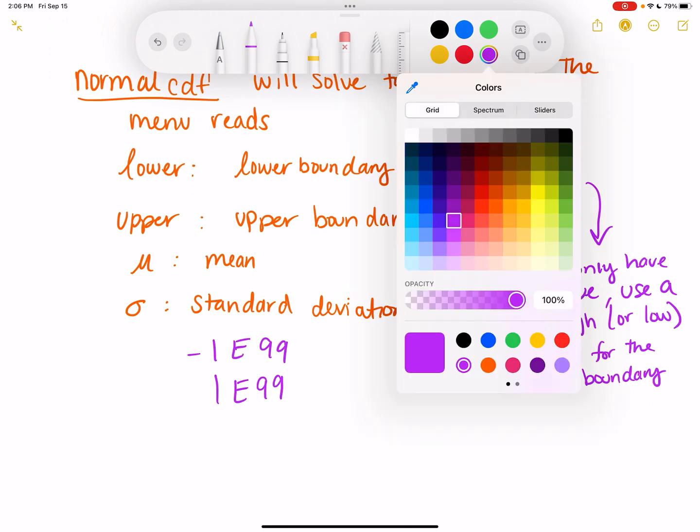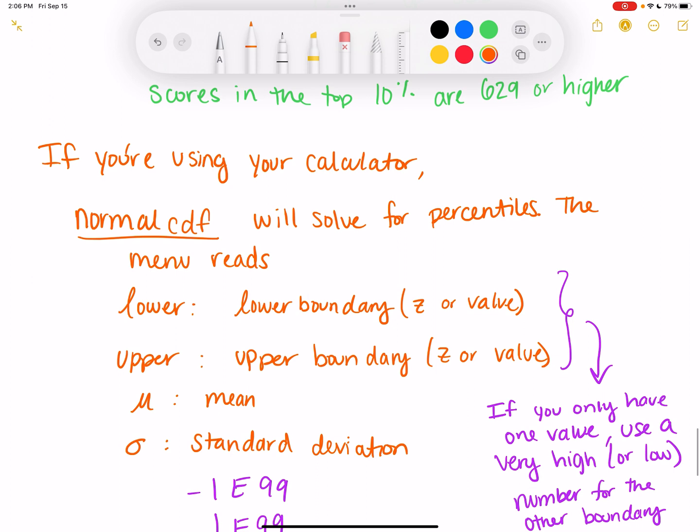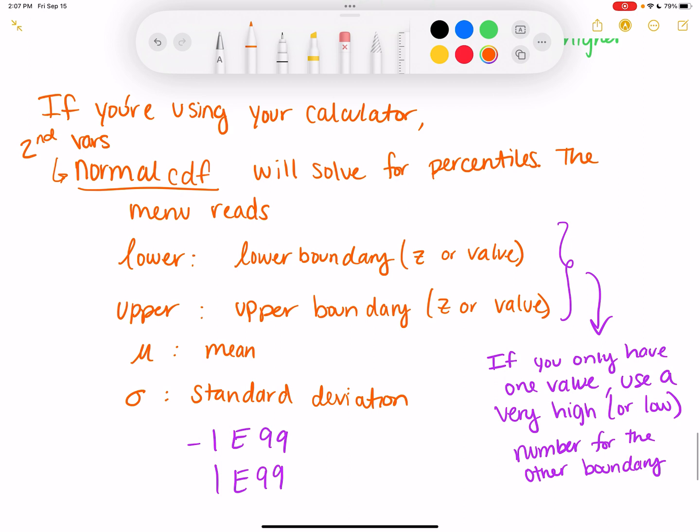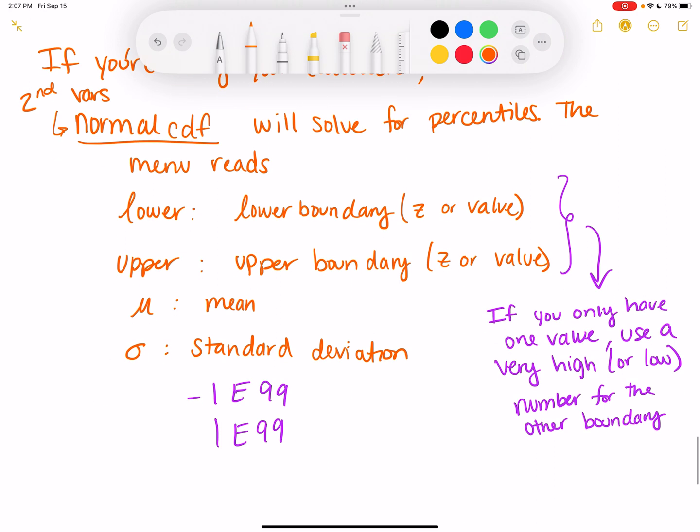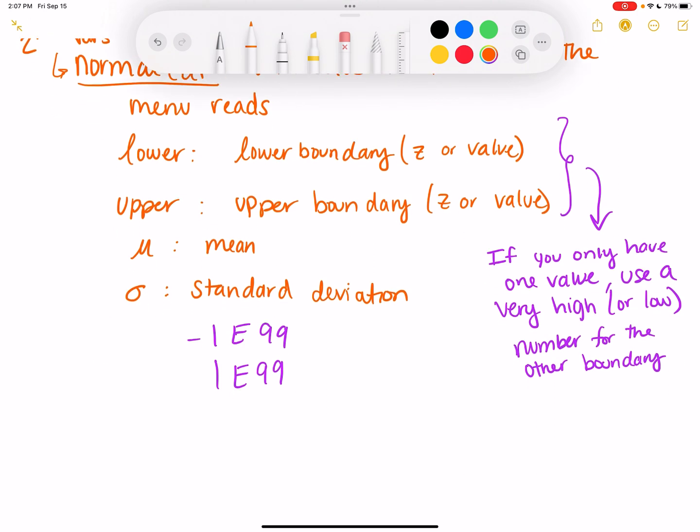All right, so just to note, this is second vars that gets you to this point here. That looks awful the way I just wrote that. Second vars. So then the next function is going to be found in the exact same place. So instead of option 2, it's going to be option 3. So INV norm.